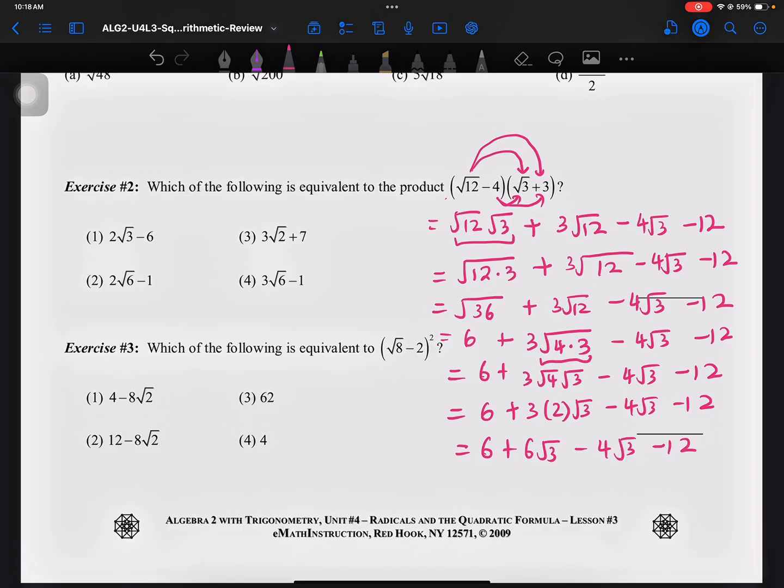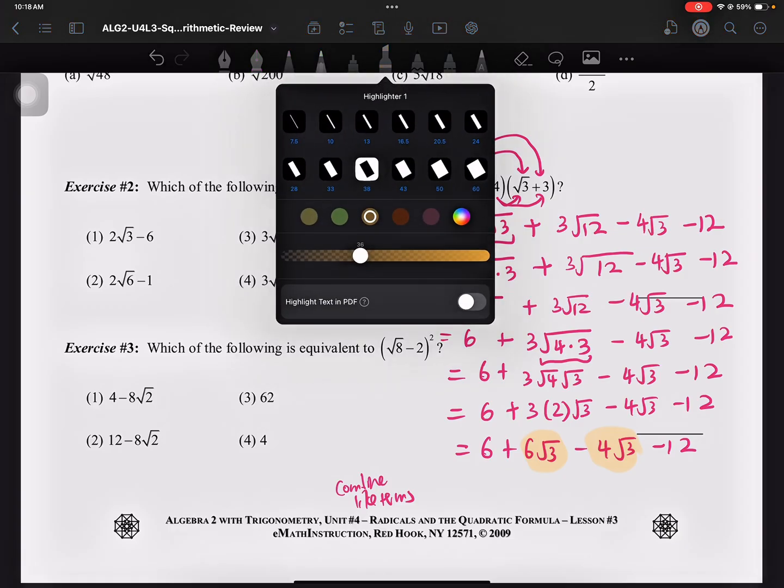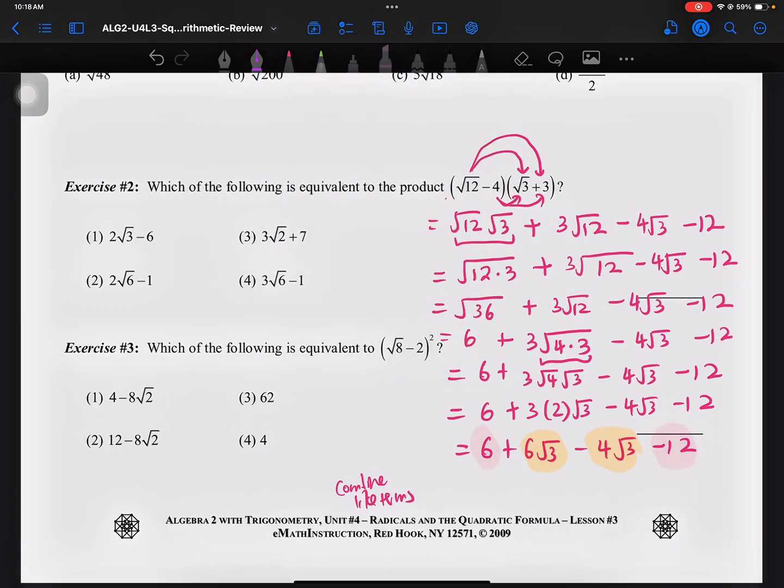So now we combine like terms. The terms with √3 go together. The plain numbers go together. So 6 minus 12 is minus 6. Okay, 6√3 minus 4√3 is plus 2√3. So you can see that the answer should be option 1.